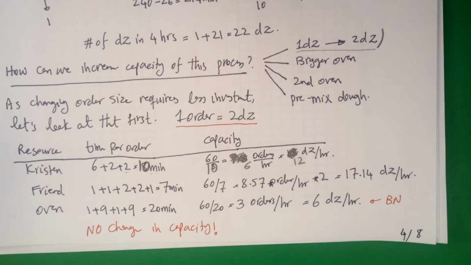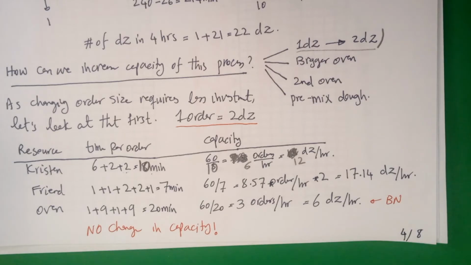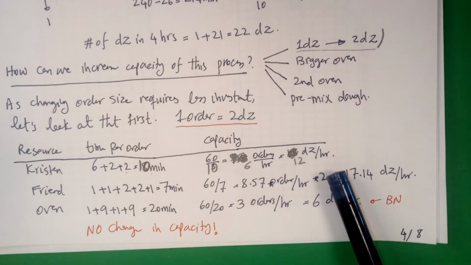let's talk about two important suggestions. One suggestion was, well, why don't you, instead of 1 dozen, use 2 dozens? That's a good idea. Let's see how that impacts our process capacity. I have 3 resources listed here. I have 1 oven, and each order I force customers to order 2 dozens. Then time per order for Kristin is going to be 10 minutes. Capacity is going to be 6 orders per hour, and that is going to bring me to 12 dozens per hour. Right? Why 12 dozen? Because every order is equal to 2 dozens.